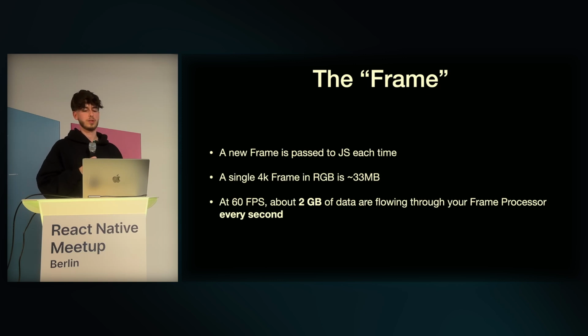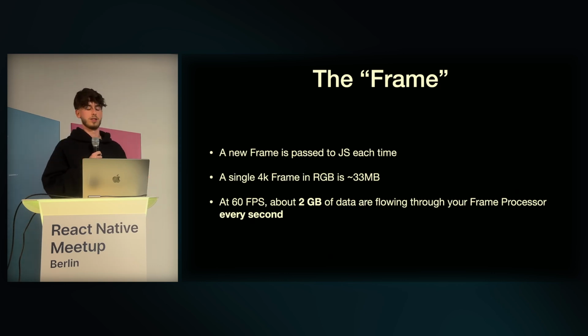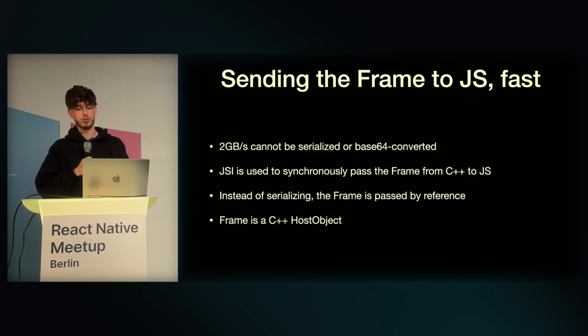Okay, so the frame argument, the parameter you get in your frame processor, is the actual frame that your camera sees. It holds all of the pixels from the camera. And every time the frame processor is called, you get a new frame. So, that's a lot of data. A single 4K frame, most cameras are 4K, is 33 megabytes, one single frame. So at 60 FPS, there's 2 gigabytes of data just flowing through your JavaScript function. And those frame processors are not only running for a second, they're running for minutes. So that's huge amounts of data.